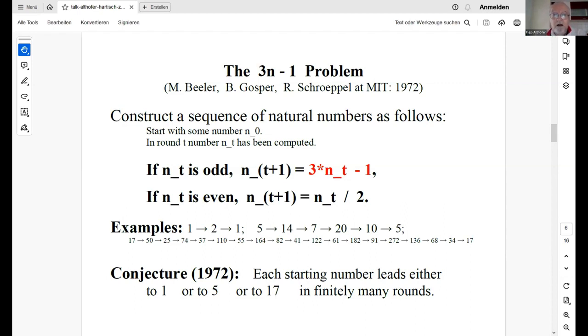again. And the conjecture by Beeler, Gosper, and Schroeppel was that each starting number leads either to 1 or to 5 or to 17 in finitely many rounds. And 3n plus 1 and 3n minus 1 became very popular problems because Martin Gardner showed them in his column in the Scientific American.